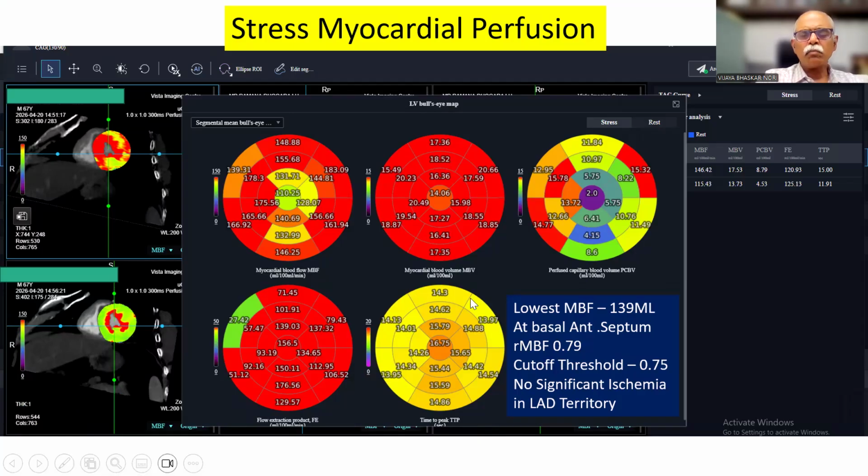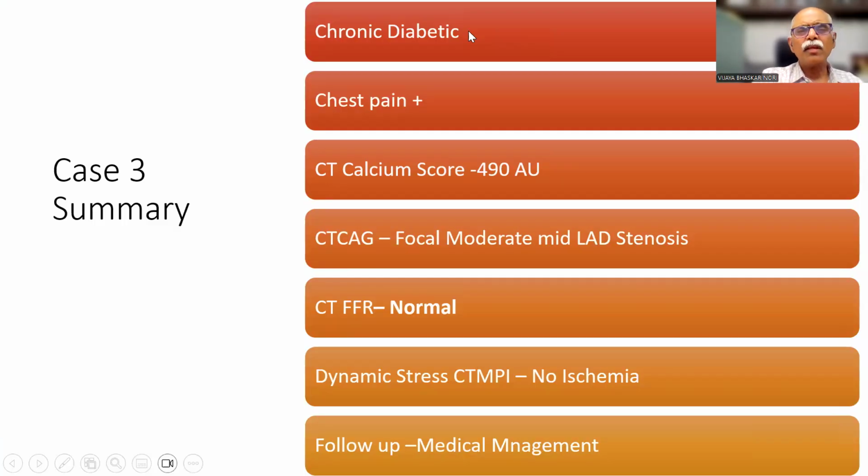And when we did a CT myocardial perfusion, we found that all the segments in the LV myocardium show above 100 ml of absolute myocardial blood flow in stress. That means there is no significant ischemia. So the summary: this patient with chest pain, chronic diabetic, calcific borderline stenosis in mid-LAD, we have given that there is no ischemia in LAD territory on dynamic stress myocardial perfusion study.